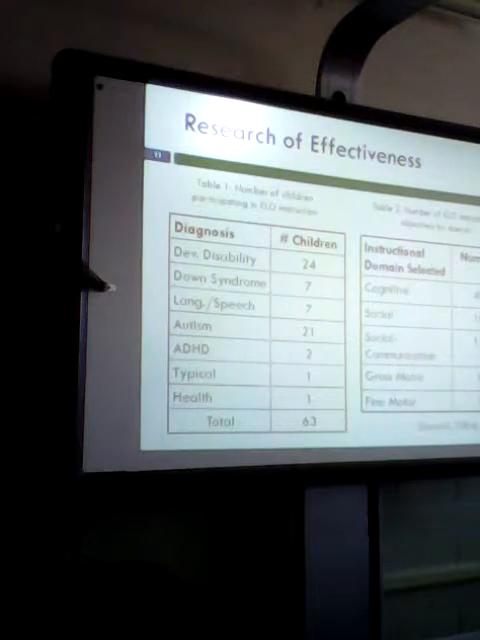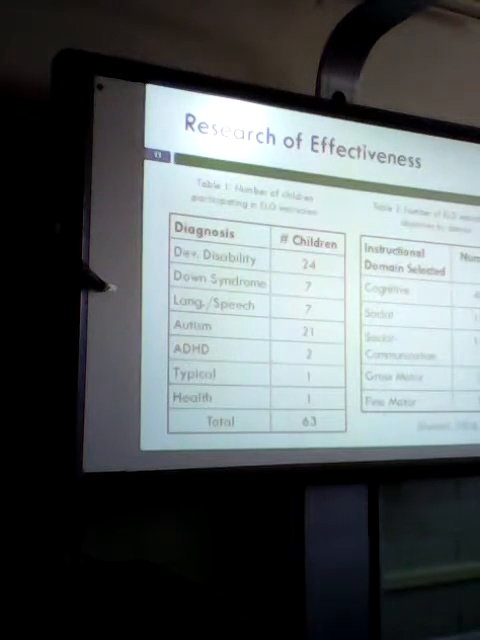Table 2 is the number of ELO instructional objectives by domain. And so while the Pyramid Plus approach focuses most on the social emotional piece and goals, the study indicates that embedded instruction is really effective for goals across various domains.